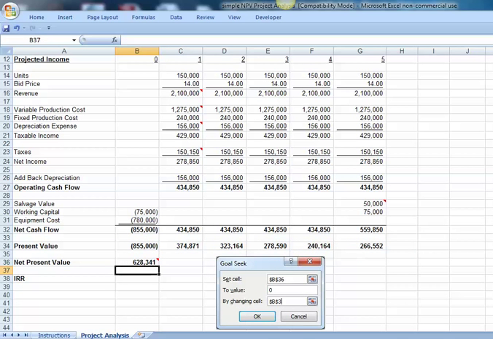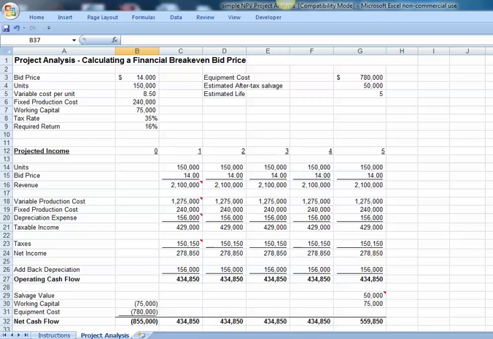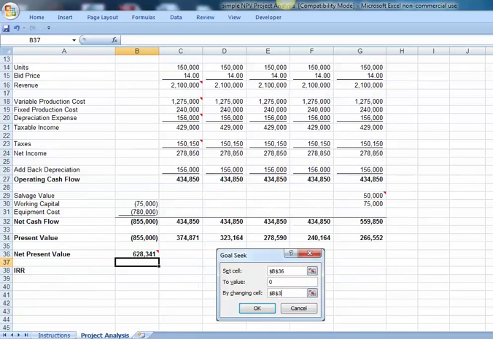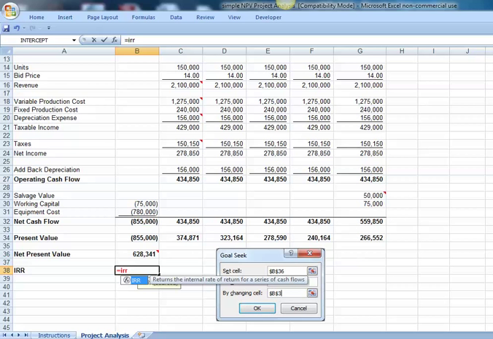And we can see that at a bid price of $14 per unit, our project has a positive net present value of $628,341. We can also calculate the internal rate of return with Excel. It's very easy. Equals IRR, parenthesis, and then we simply highlight the cash flows, not the present values, but the cash flows. And I've got a 43.6% internal rate of return.